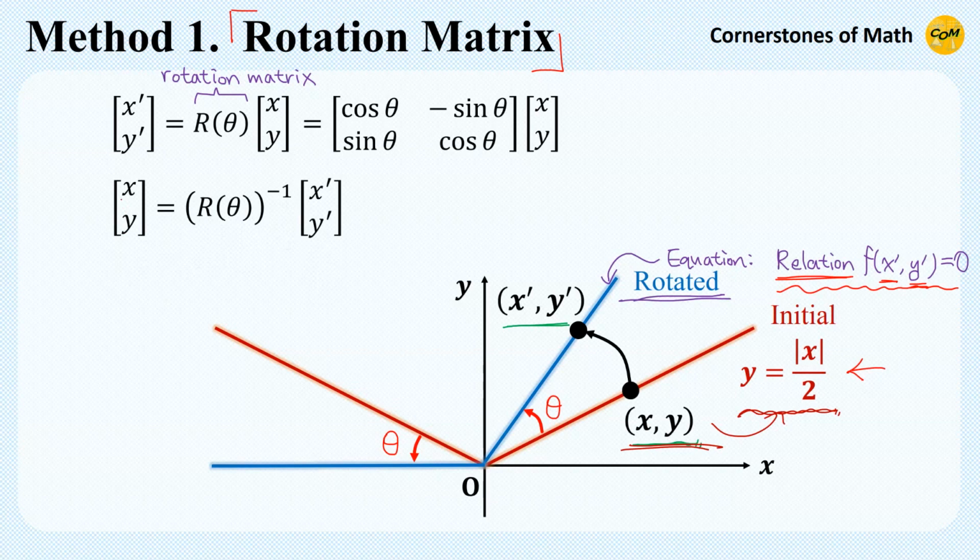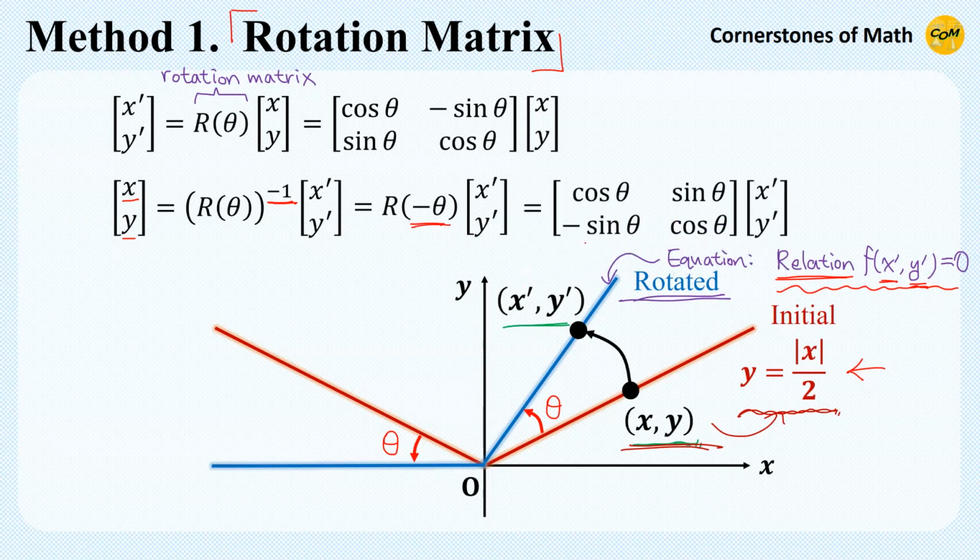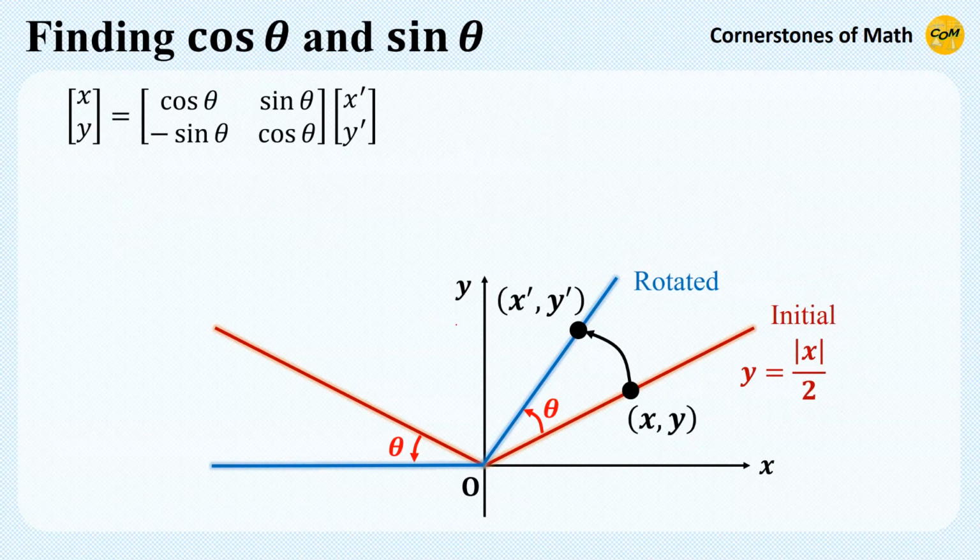Therefore, we express x and y in terms of x prime and y prime using the inverse of the rotation matrix. And the inverse of the rotation matrix is just R minus theta, which is pretty obvious, which gives cosine theta, sine theta, minus sine theta, cosine theta, times x prime, y prime.